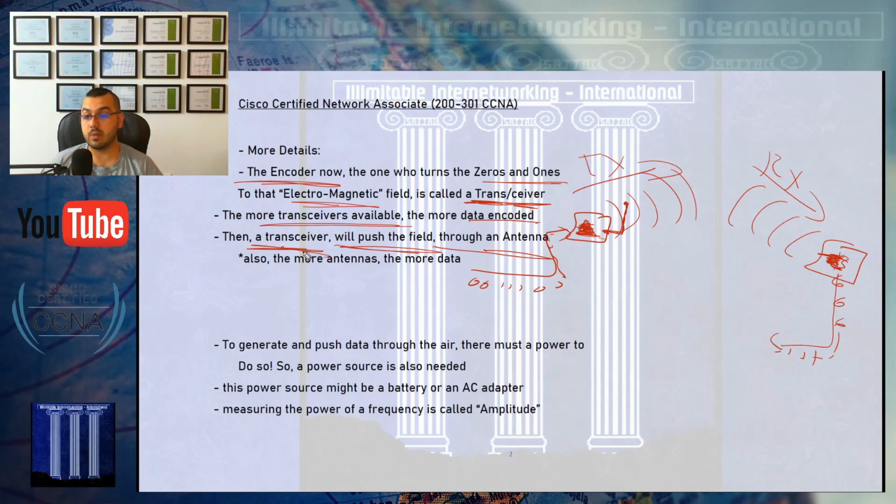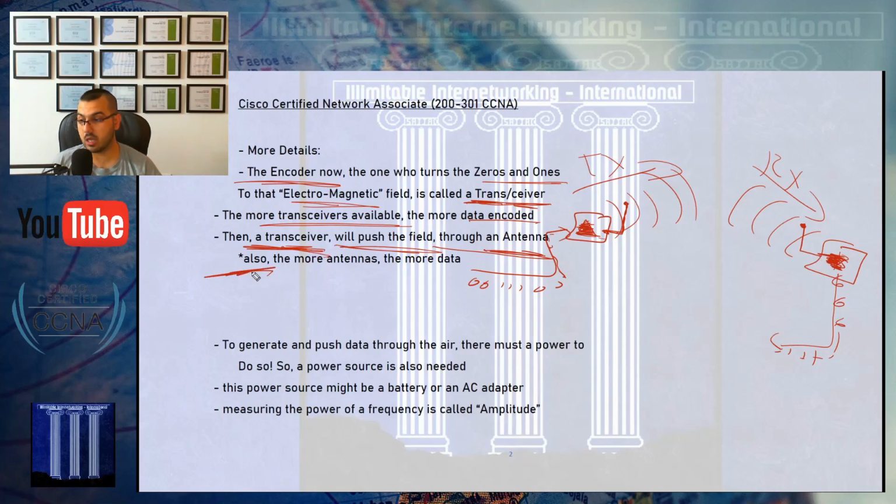So all what's happening inside the transceiver will be pushed to an antenna. This is the antenna that is sending those data through the air, and there is another antenna, of course, in here that will receive those data and push them to this transceiver here. This transceiver will receive all those electromagnetic fields and decode them to take out the ones and zeros that should be expressed out of this electromagnetic field.